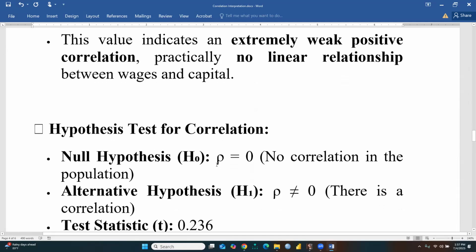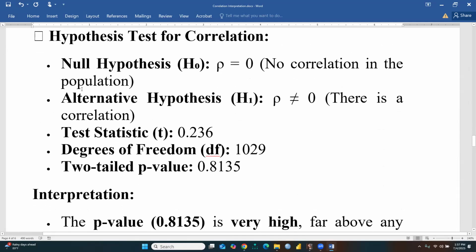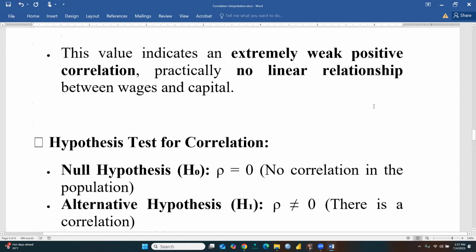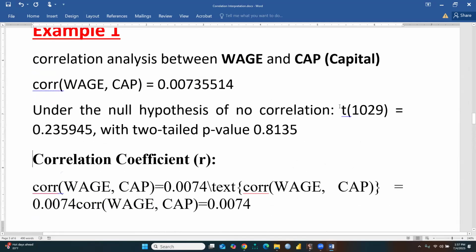And what could be the hypothesis? Now we can see the null hypothesis is no correlation in the population. But the alternate hypothesis says there is a correlation. Test statistic t value 0.236 and degrees of freedom is 1029. So here it is already reflected.